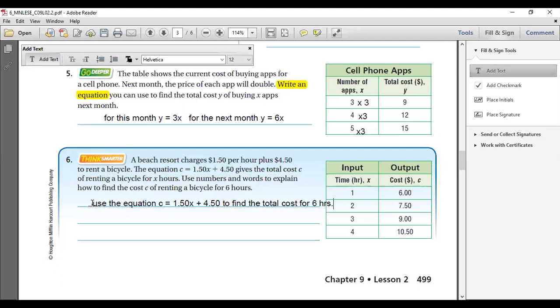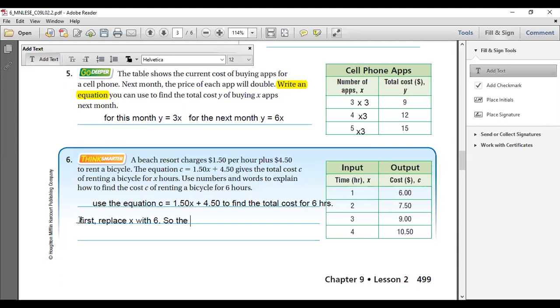So here we are using the equation C is equal to 1.50x plus 4.50 to find the total cost for 6 hours. So what's the first thing you are going to do? First, what are you going to do? Replace x with 6, because they want the cost for 6 hours, right? So how will your equation be?